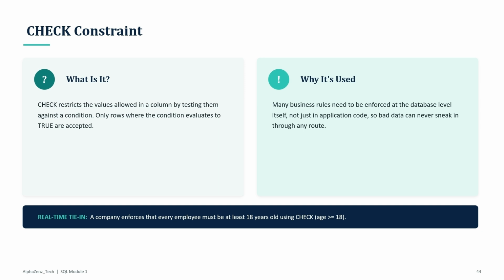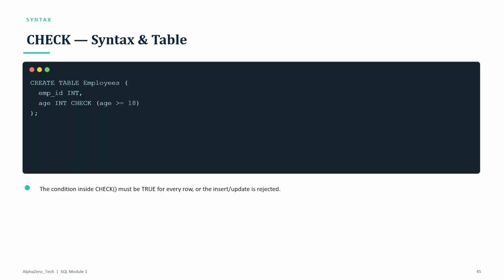Because many business rules need to be enforced at the database level itself, not just in the application code, so bad data can never sneak in through any route, even a bug in the app. Real example. A company enforces that every employee must be at least 18 years old using CHECK (age >= 18). Slide 52.